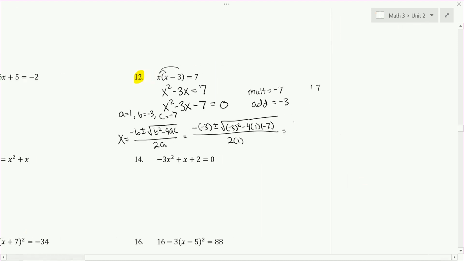Continuing on from there, negative negative 3 gives us positive 3. Negative 3 squared is 9. 4 times 1 times 7 is 28, and we have two negatives, so it's actually positive 28, all over 2. Keep going. 3 plus or minus the square root of 28 plus 9, which is 37, over 2. And just check, see if we can reduce or simplify that square root. We can't, and so that is our answer.